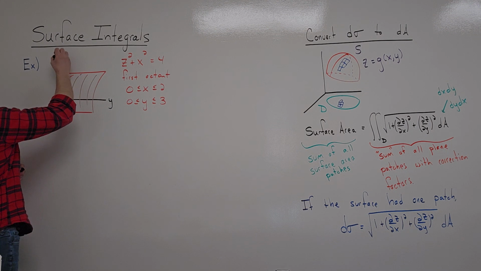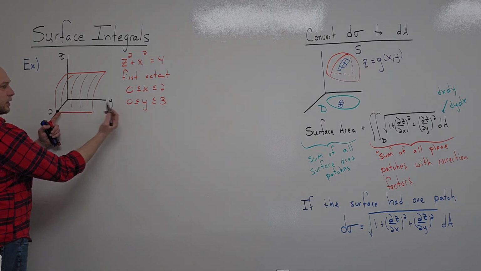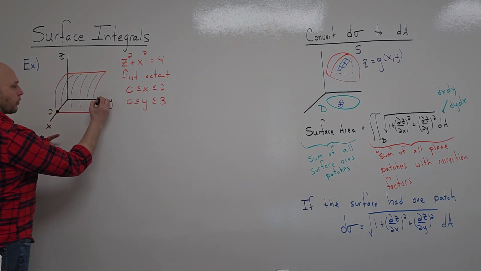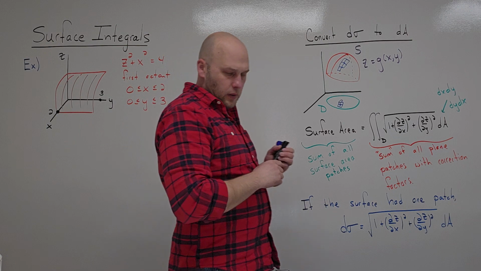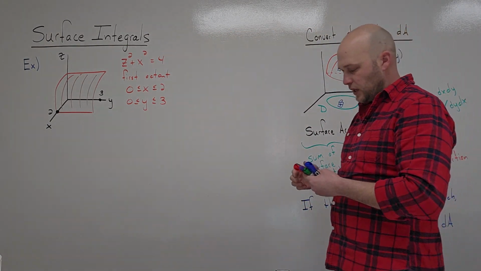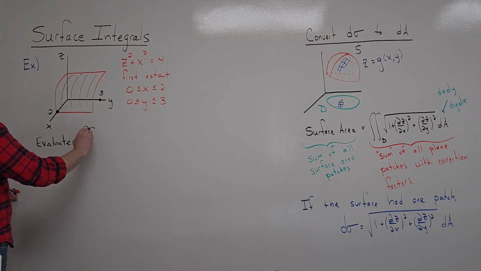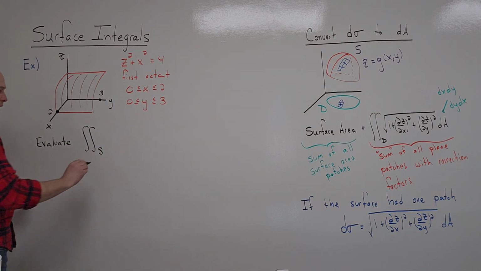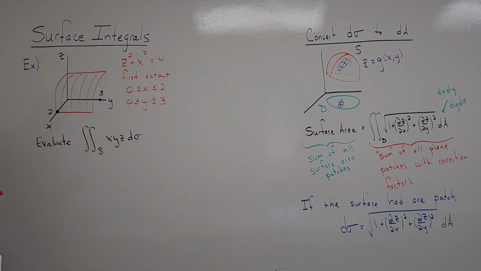X-axis, y-axis, z-axis. X goes from 0 to 2, so this point right here, the intersection of the cylinder and the x-axis, occurs when x is 2. And I'm taking the cylinder from y equal to 0 out to y equal to 3, so this point right here would be y equal to 3. Okay. So there's the surface that I want to take a look at, and here's the integral that I want to compute. Let's evaluate the double integral over that surface S of xyz d sigma.